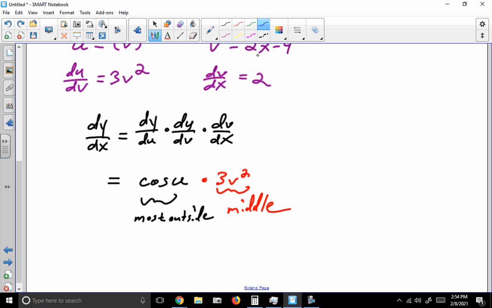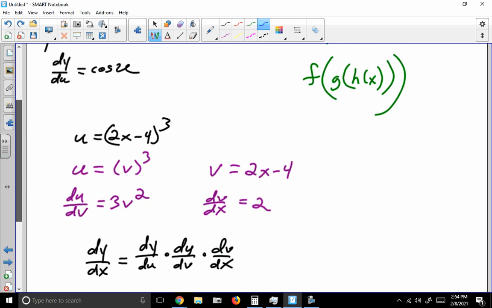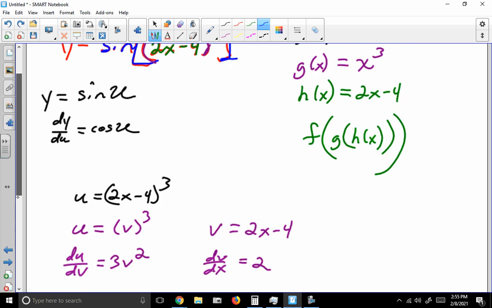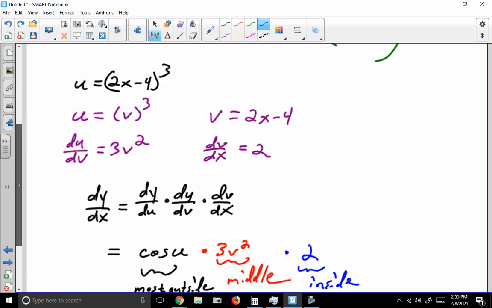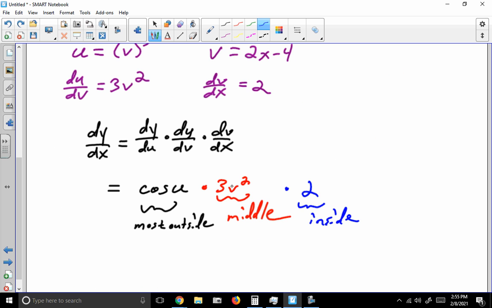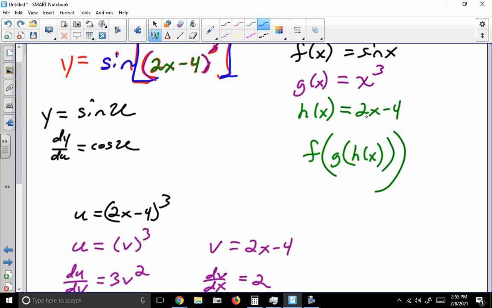And then that's times dv dx, which is 2. Well, where did that come from? That was the derivative of the inside part. That was the derivative of 2x minus 4, which is inside there. So the most inside part. So we had the derivative of the outside part is cosine. The middle part was something cubed, so we had the derivative of it, 3 to the 1 less power. And then we had a most inside part, and the derivative of that was 2.